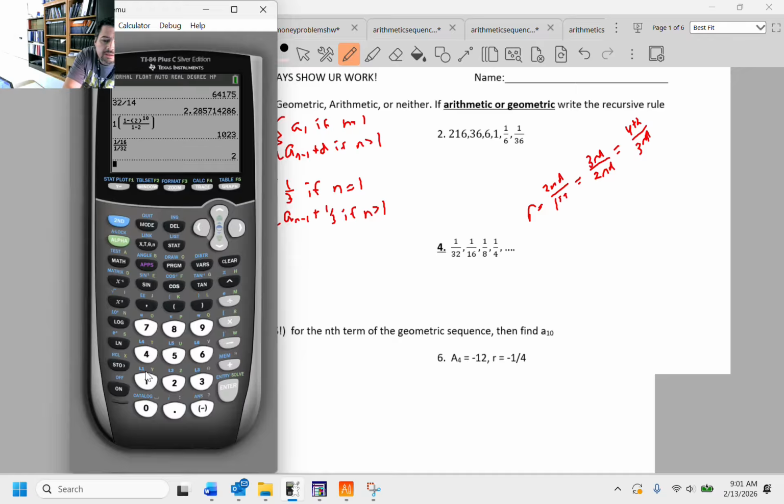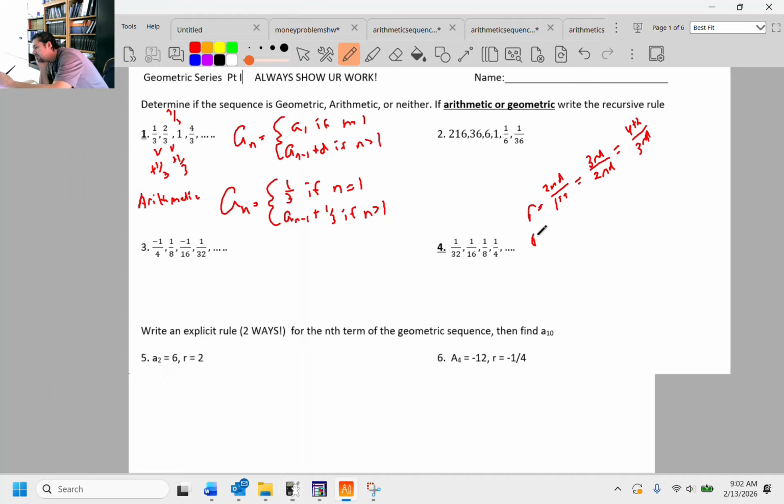It's 2. Is that the same as an 1/8 divided by a 16th? Well, I'm about to check. By golly gee, wow, it is. And I guarantee you that it's the same as a 4th divided by an 1/8. So this one has a ratio of 2. So it is going to be geometric. I want the geometric rule. It looks a lot like this one.